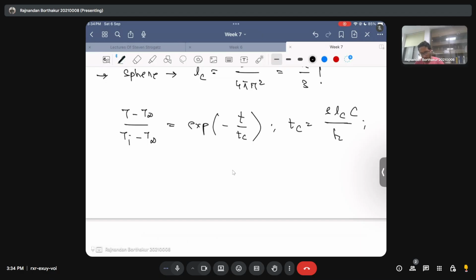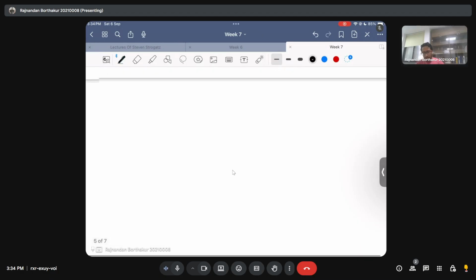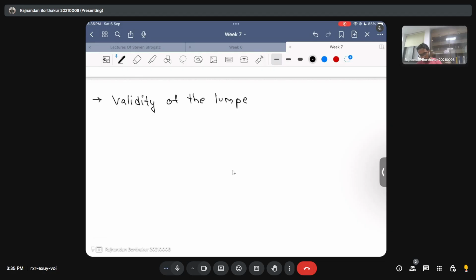All right. So now we will look into one more interesting aspect of this lumped capacitance model. As I had been saying, my temperature is spatially uniform, it is just a function of time. So naturally the question comes: when is this valid? So now we'll be looking into the validity of the lumped capacitance model.